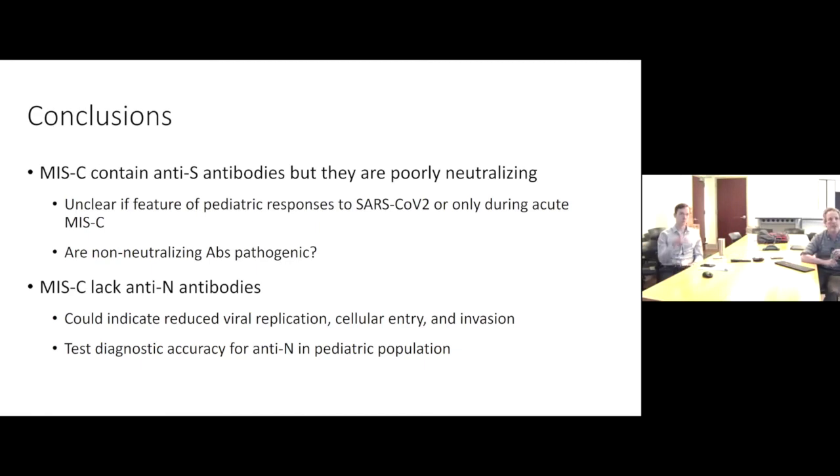In addition, we found that the MISC patients seem to have a relative lack of anti-N antibodies, and that raises some questions about whether that could indicate, perhaps in pediatric patients, that there's decreased viral replication, cellular entry and invasion, which would be associated with less N antigen exposure and antibody production. And it also raises some questions about whether testing that depends on anti-N is necessarily going to be as sensitive or accurate for pediatric patients.